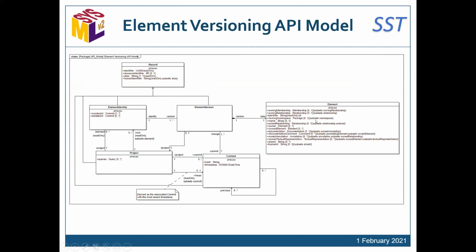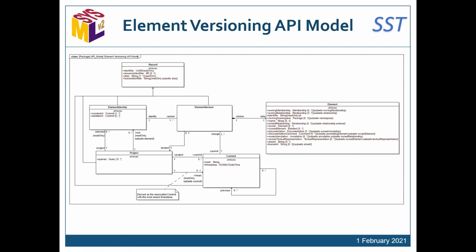The concept of an element is right here. This piece comes from the metamodel, the definition of what an element is. But there are two concepts that are wrapping it. Every element is wrapped in what we call an element version, which represents the state of the element at that point in time, at that commit. That's why it's an element version. And there's an idea of an element identity, which is the version-independent representation of an element.